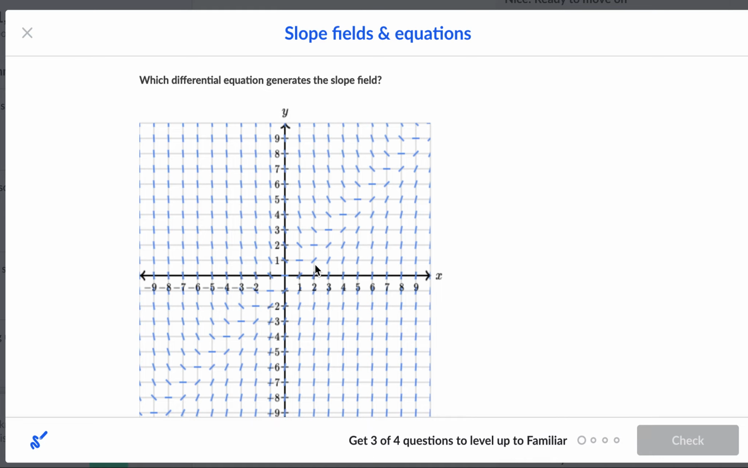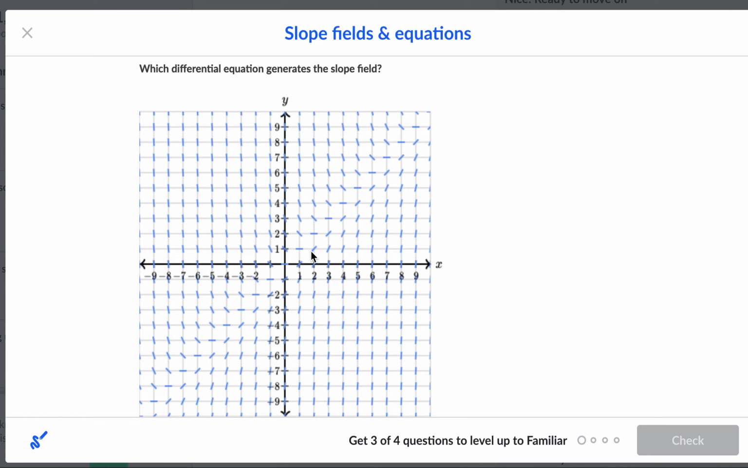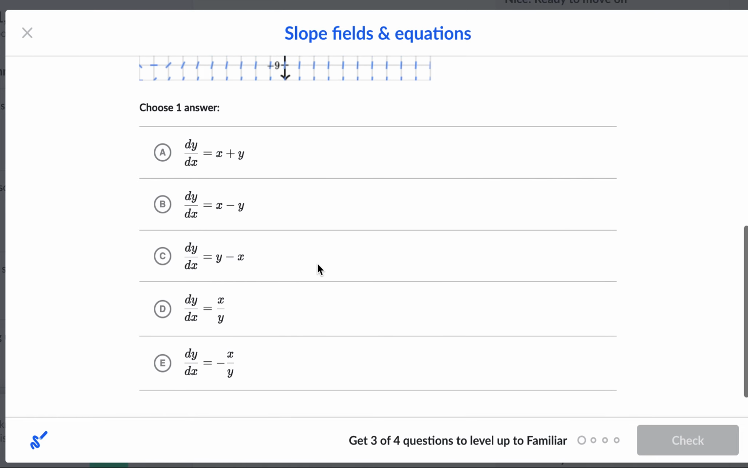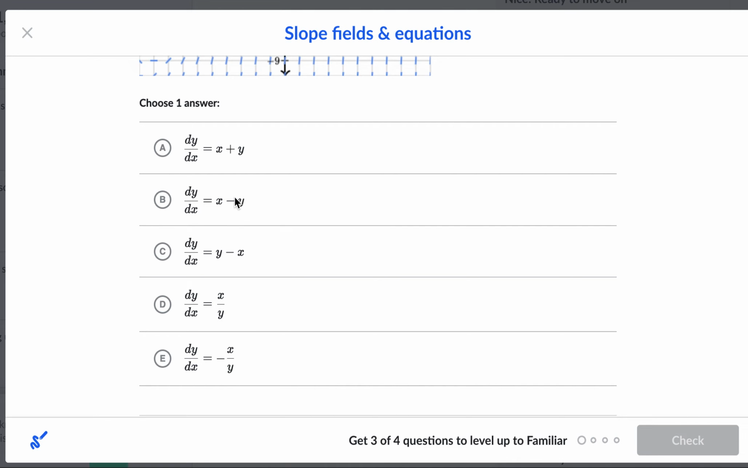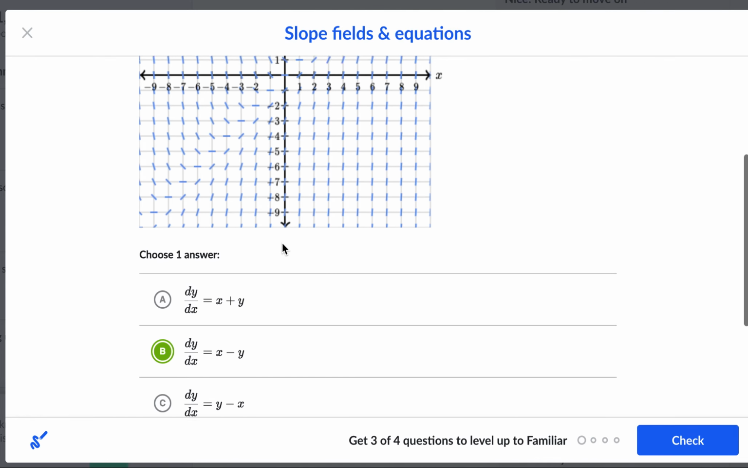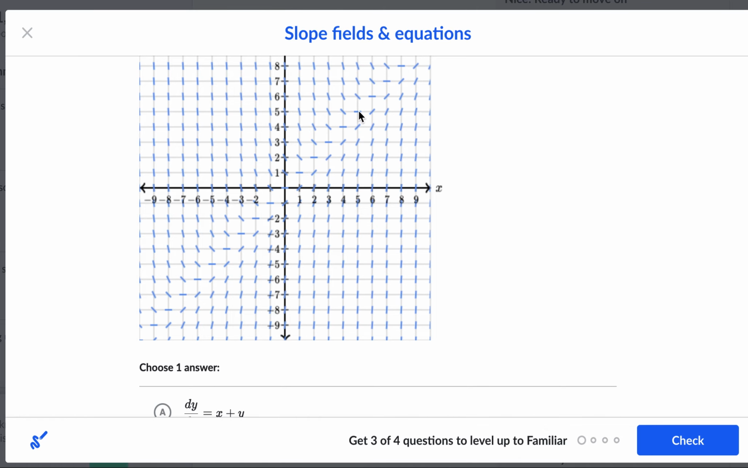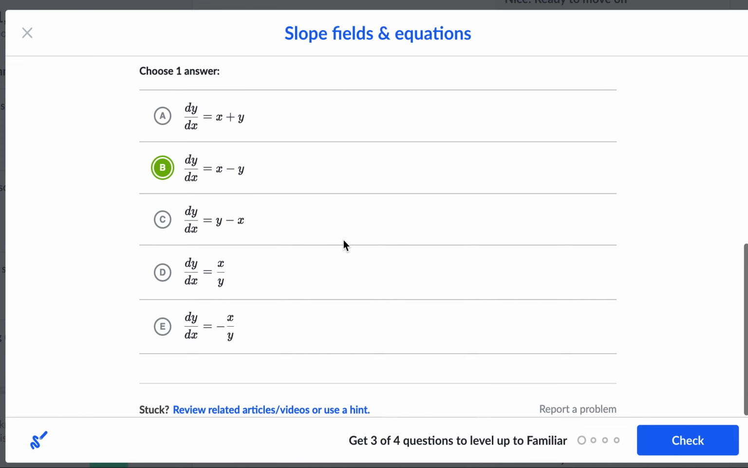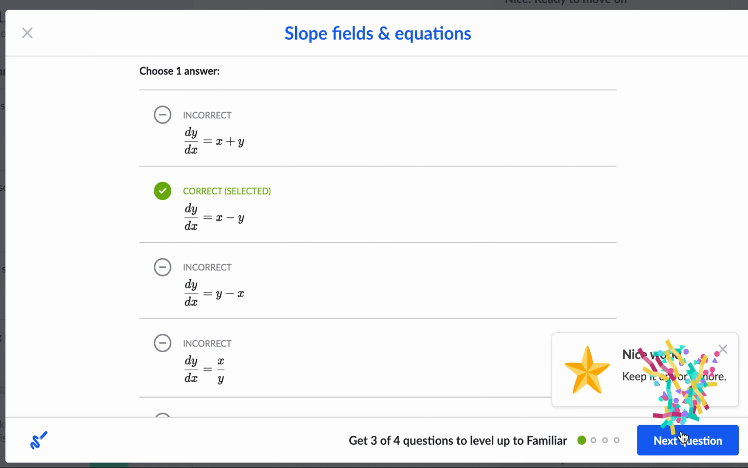But then look at this. If it's 2, 1 and 3, 2, I get a positive 1. So it looks to me like 3 minus 2 is a slope of positive 1. 4 minus 3 would give me a slope of positive 1. So I'm guessing that this is going to be something like y prime equals x minus y. dy/dx is x minus y right there. Let's just double check. If I go out here to this spot right here, 4 minus 5 is negative 1. That looks good. Okay, 4 minus 5. Yep. So there we go.